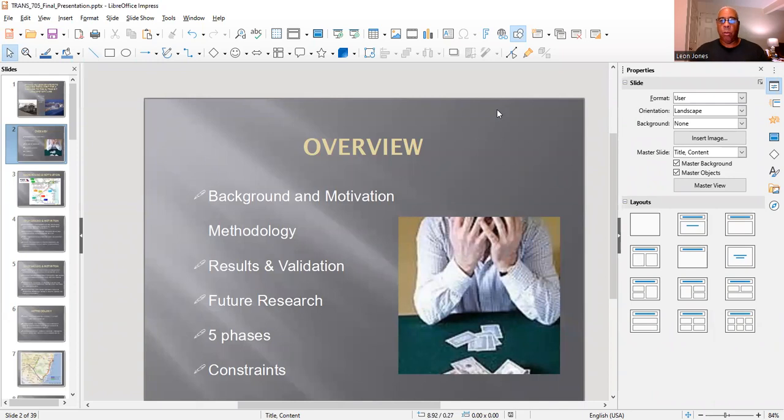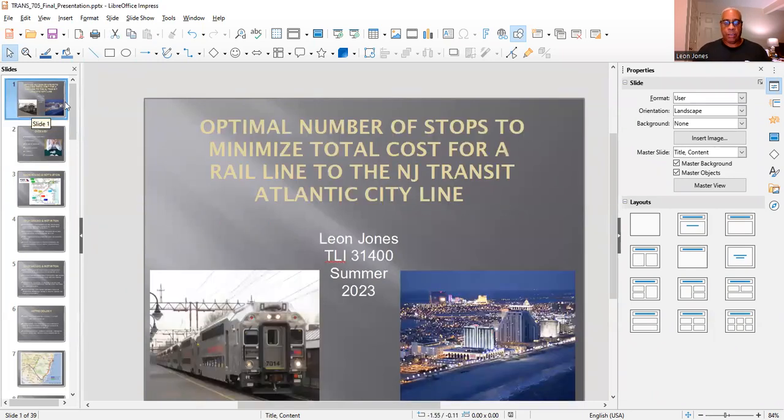Okay, now, what I'm going to be doing, this is a project, and I'm going to talk about the number of stops to minimize total costs for a rail line from the New Jersey Transit to the Atlantic City line. And when I mean optimal number of stops, we're going to talk about stations.